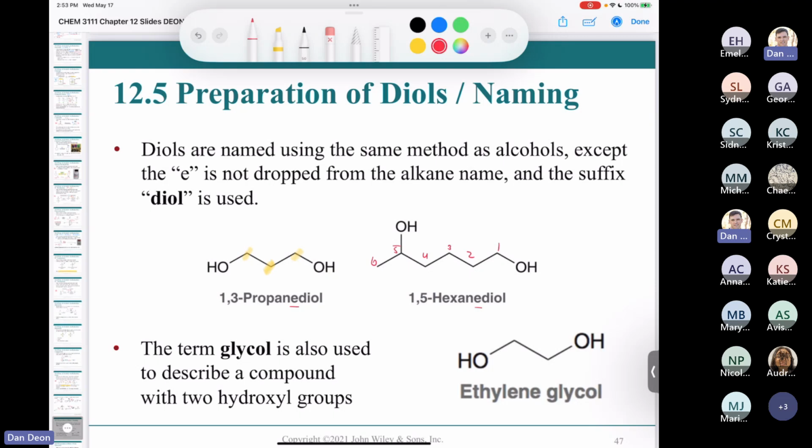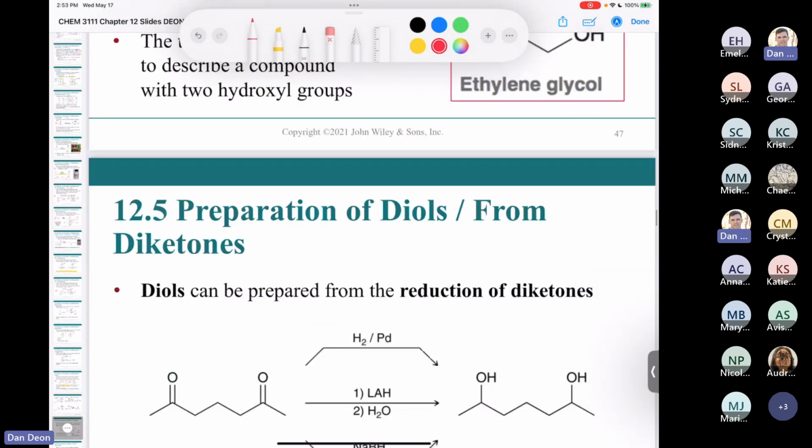Glycol is also used to describe a compound that has two hydroxyl groups, and I'm sure that many of you have heard of ethylene glycol. It's one of the major components found in antifreeze. There's also propylene glycol, which is this compound. So propylene glycol is also found in antifreeze. Anyhow, if you hear of a glycol, it's got two alcohol groups in it. It's a type of diol.